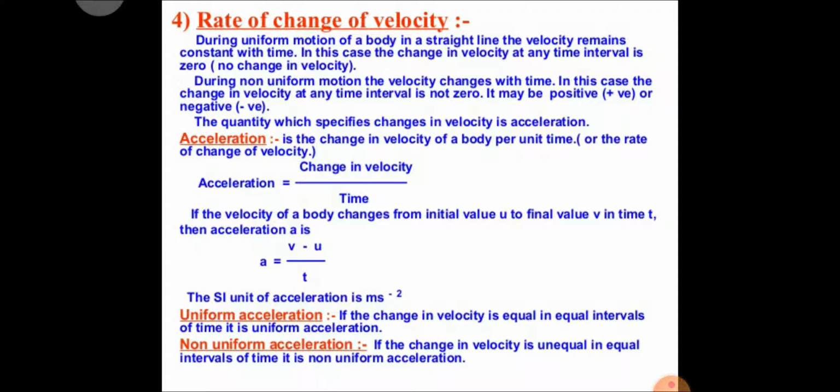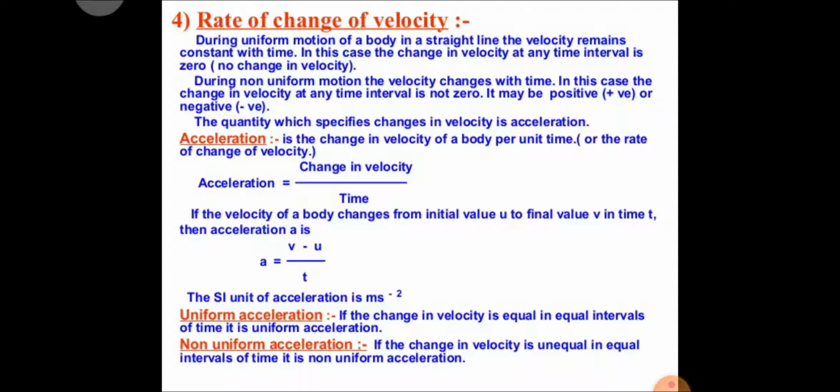In this case, the change in velocity in any time interval is not zero, because there is variation of velocity and variation of speed. It may be positive or negative. So the quantity which specifies changes in velocity is acceleration. Acceleration is the change in velocity of a body per unit time, or the rate of change of velocity. We have the formula: acceleration equals change in velocity upon time.